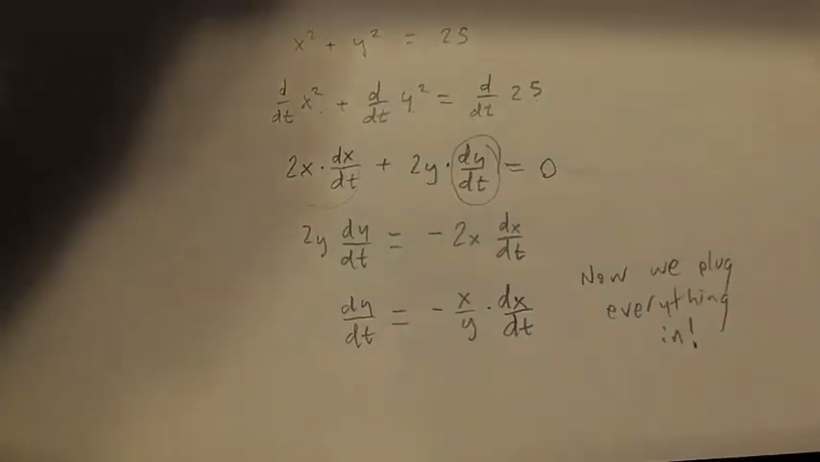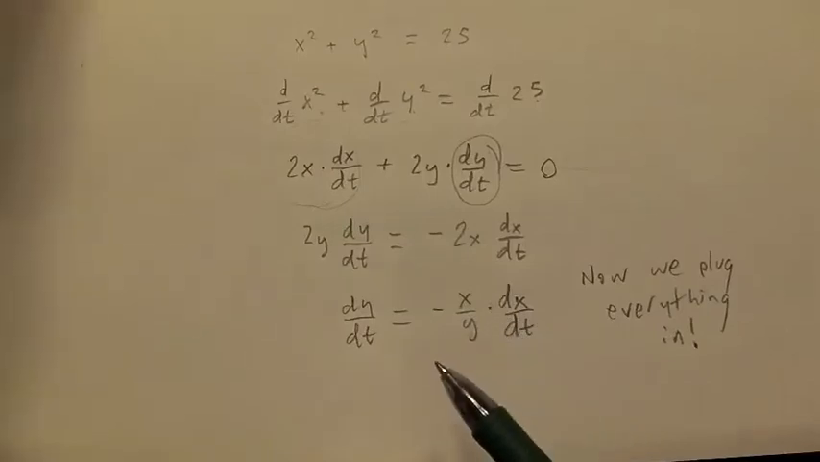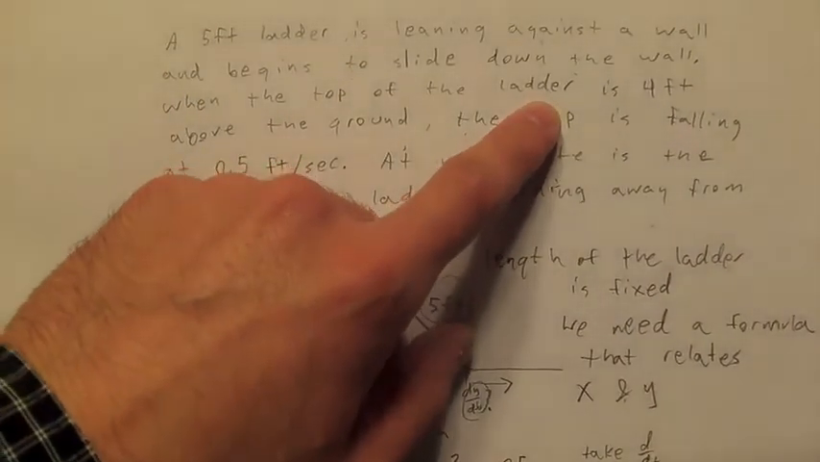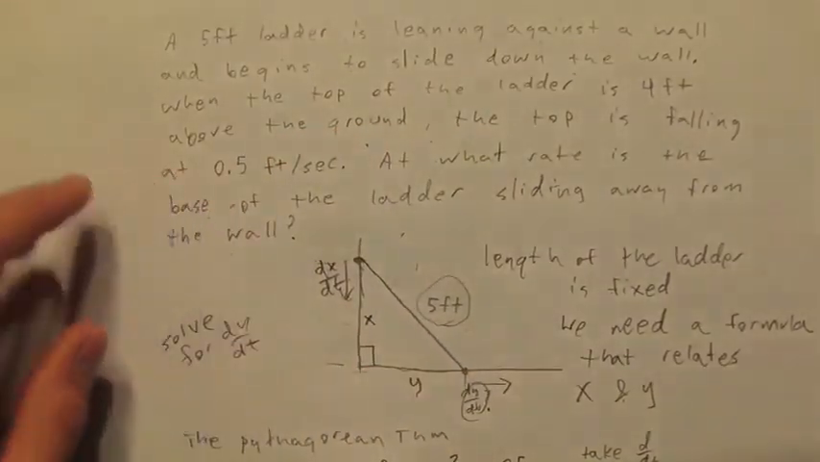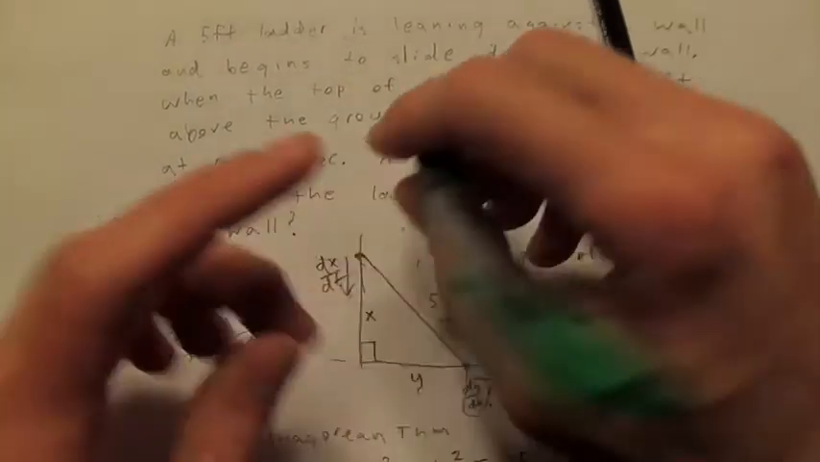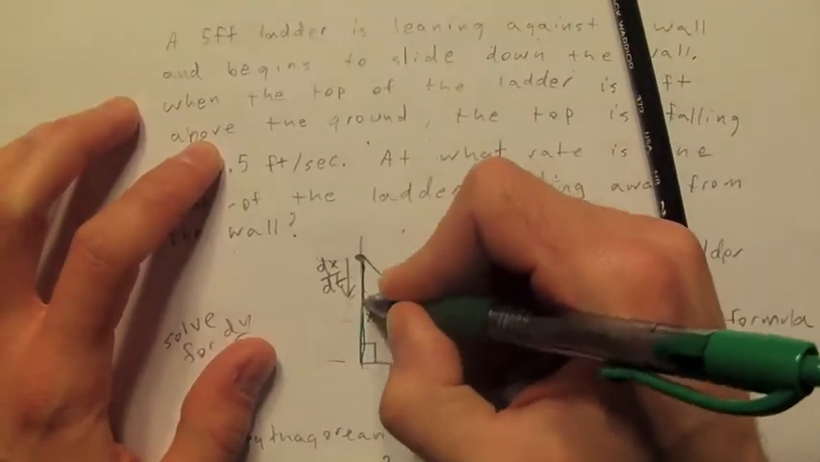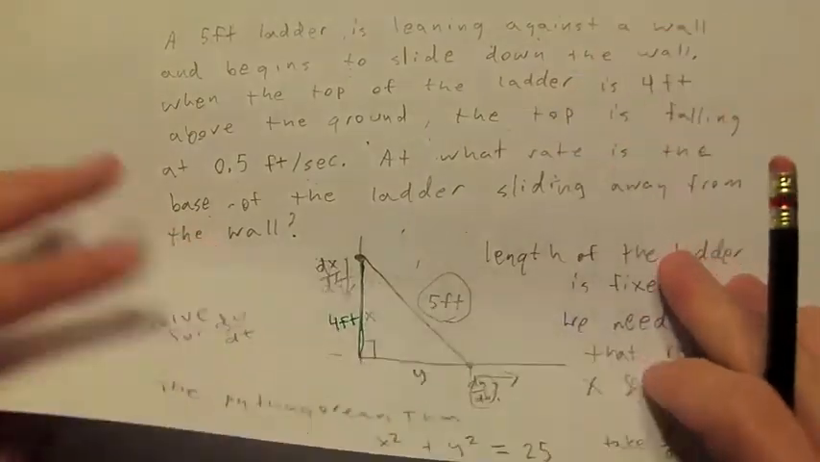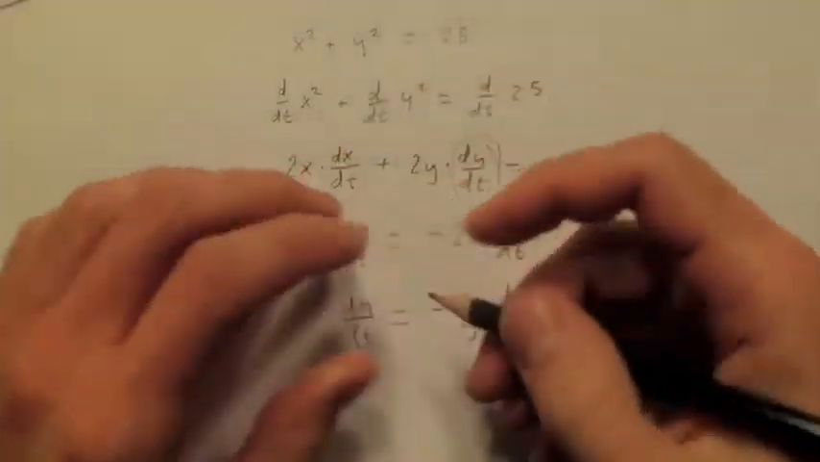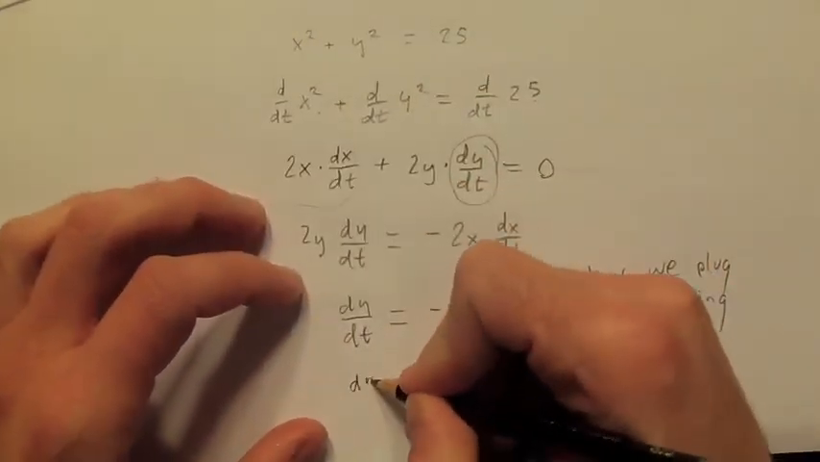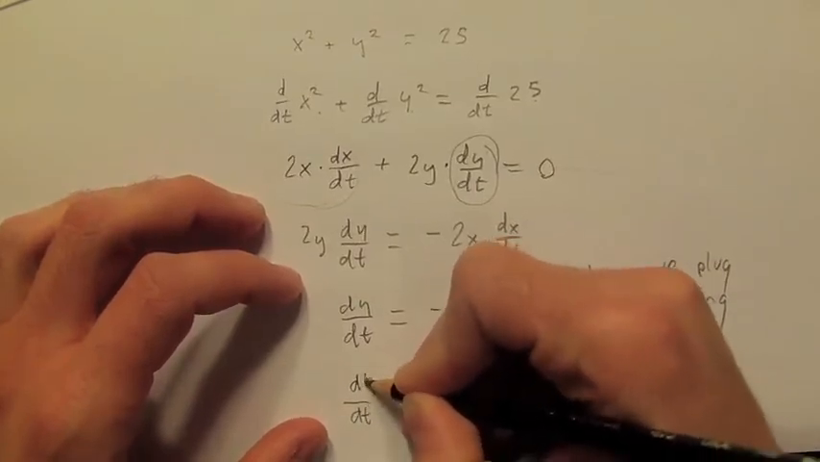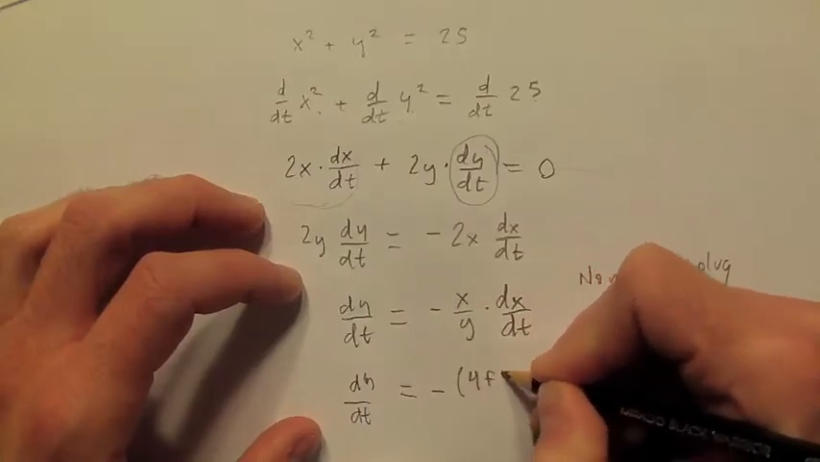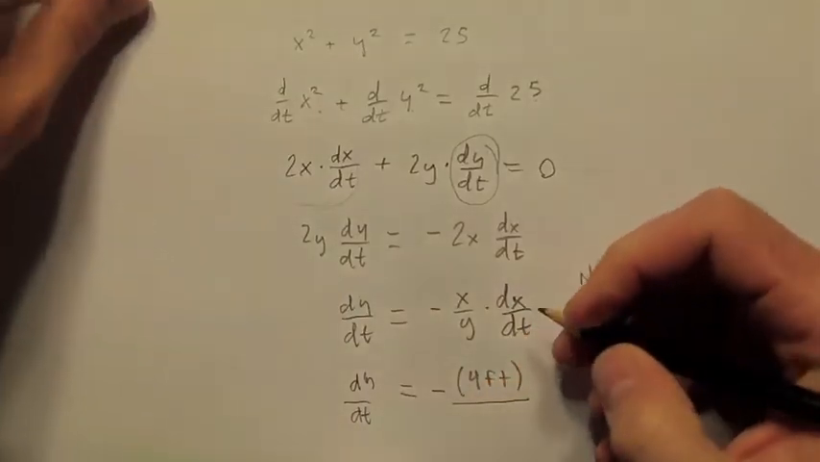So what am I going to plug in? Well, do I have x? I go back to my information. We're told that this is when the top of the ladder is 4 feet above the ground. So we are given this length at this moment is 4 feet. Okay, so x is 4 feet. So let me put that in for x. Okay, so I'll get negative, we'll have 4 feet all over.